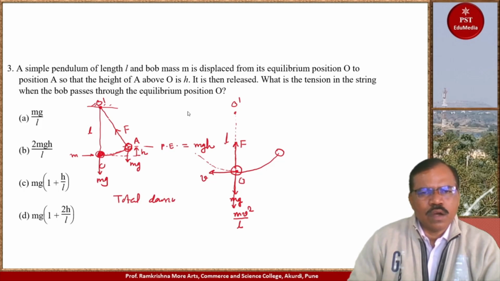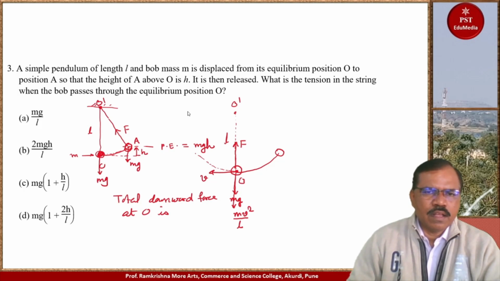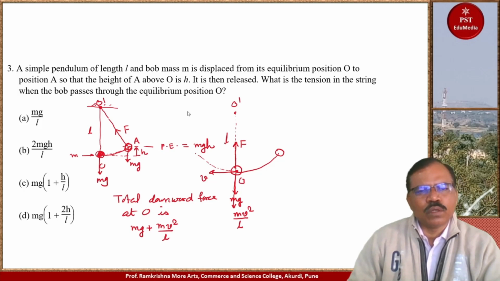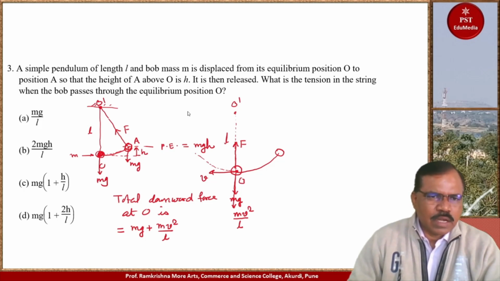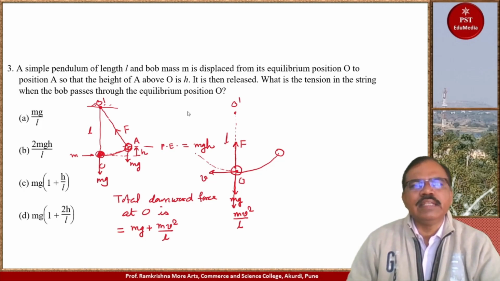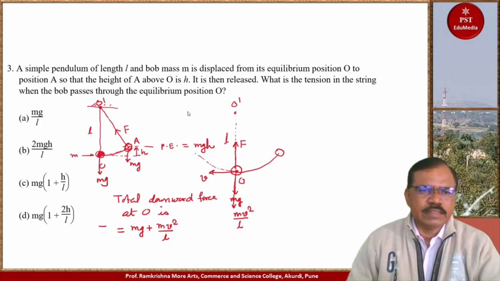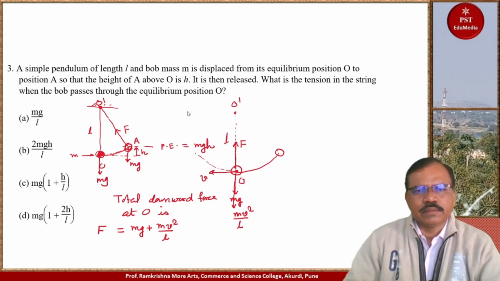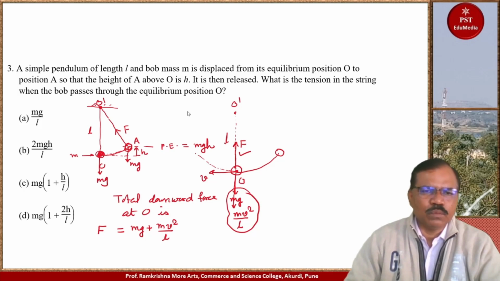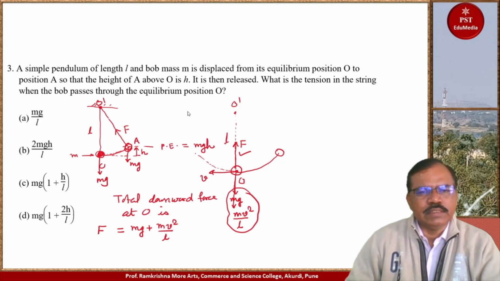Total downward force at O is mg plus mv square upon L. This is the total downward force, and this downward force is balanced by the tension in the string. So I will take this as F. This tension in the string is balanced by the total downward force at point O. So F is equal to mg plus mv square upon L.